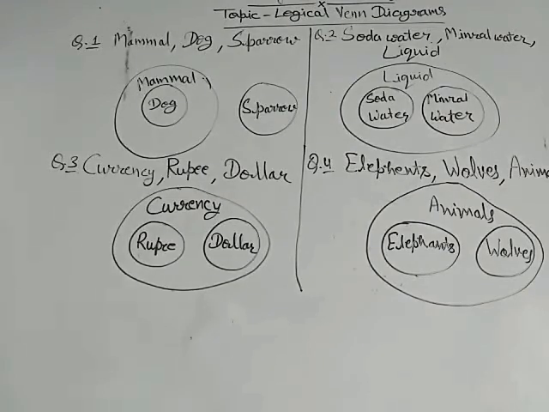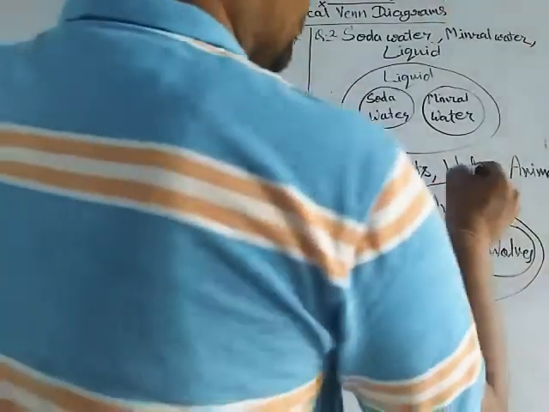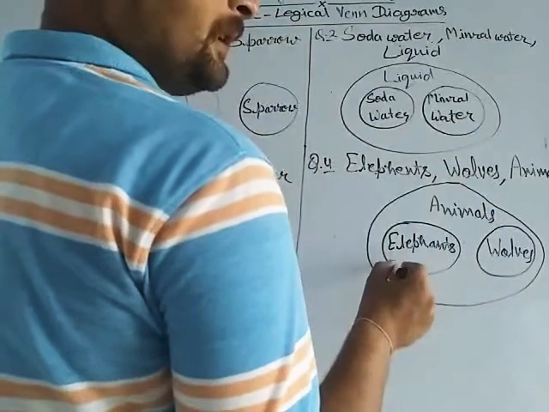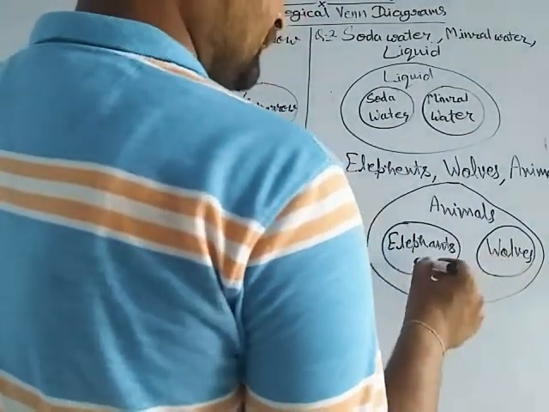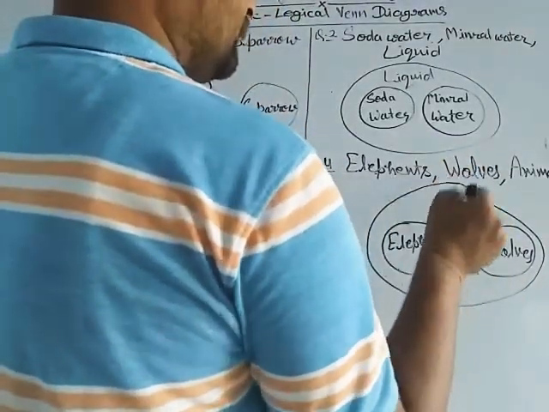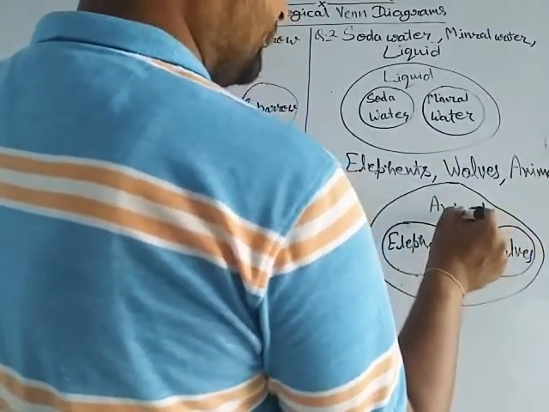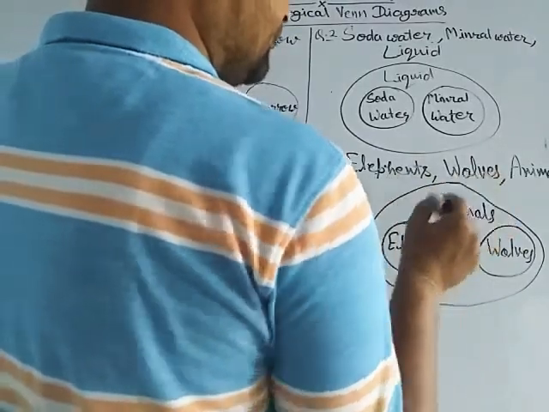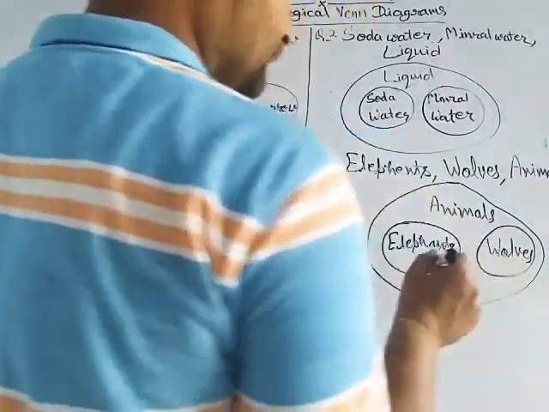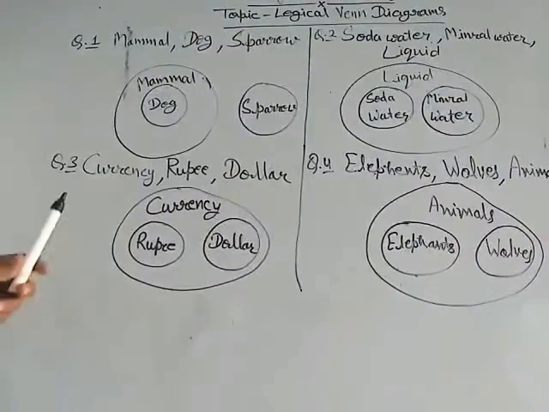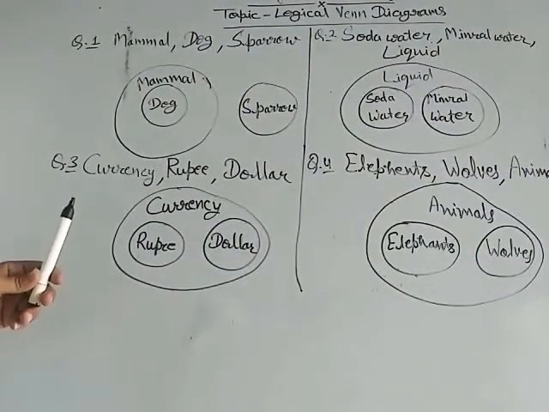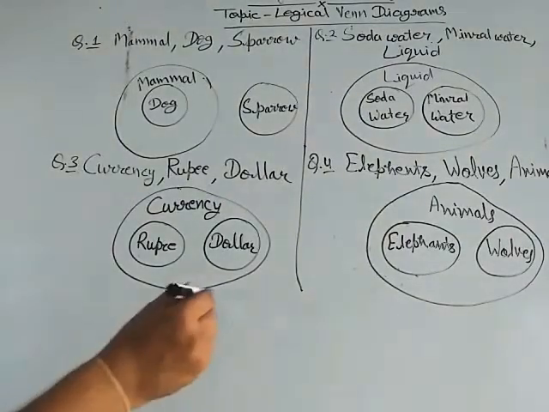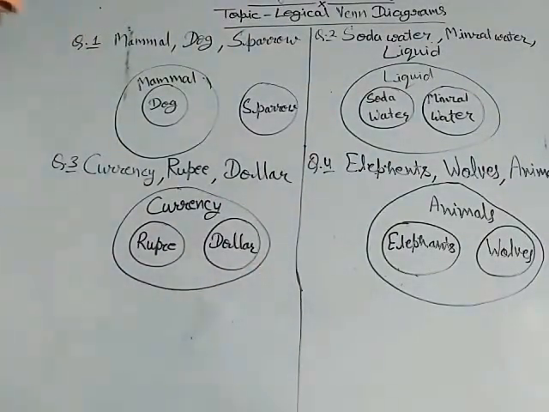Okay, elephants and wolves are different from each other, so we will represent them like this. Now both are in the category of animals, so elephants and wolves will be in the animals. Okay, I hope you got it. Now we will start the next question.